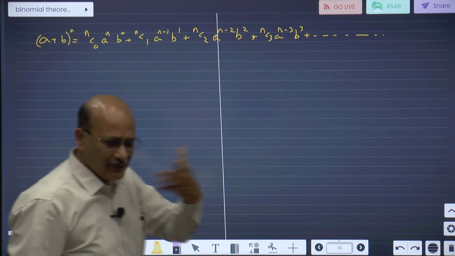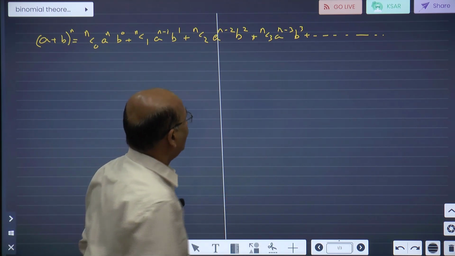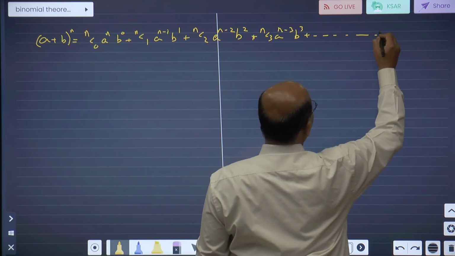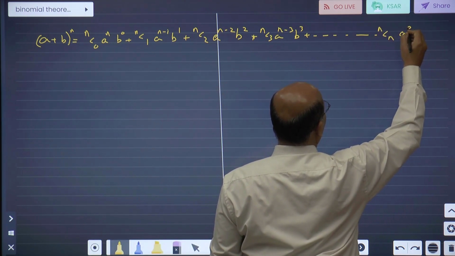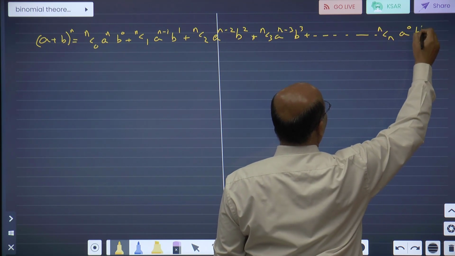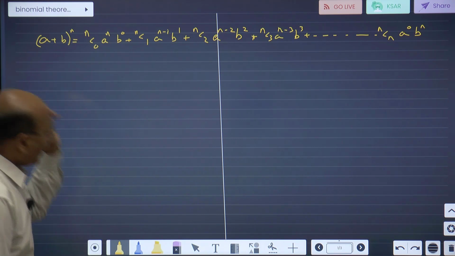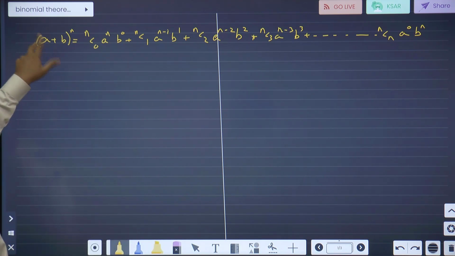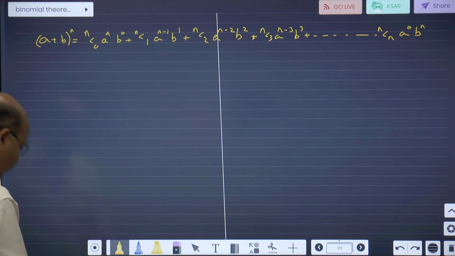So this is a way of remembering these expansion values, or formulas. Now it goes on and ends at nCn, first term raised to n minus n, which becomes 0, and second term raised to n. So this is exactly the expansion of any expression of the form (a + b) raised to n. Great. Now let me give an example and try to put the point in front of you all.